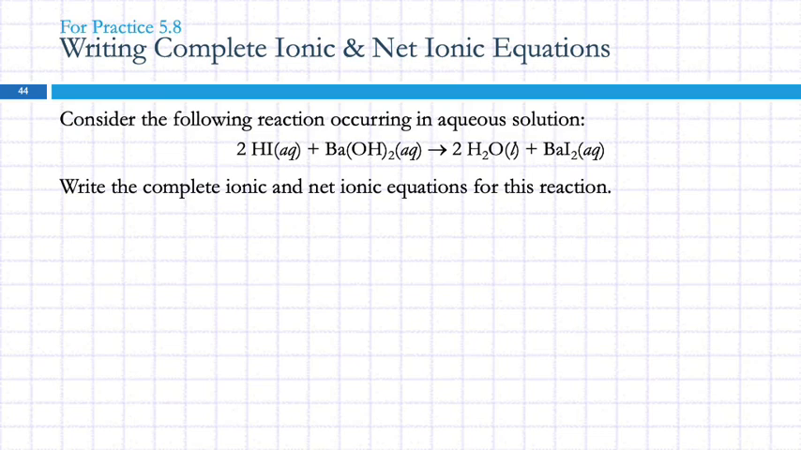Consider the following reaction occurring in aqueous solution. Write the complete ionic and net ionic equations for this reaction. So, complete ionic reactions, we're going to separate aqueous things into ions. So this first one is HI. Now that's an acid, and the book hasn't told you which are strong acids or weak acids. Like I said, if you always split up the aqueous things, you're right most of the time, and we're going to be right on this one.